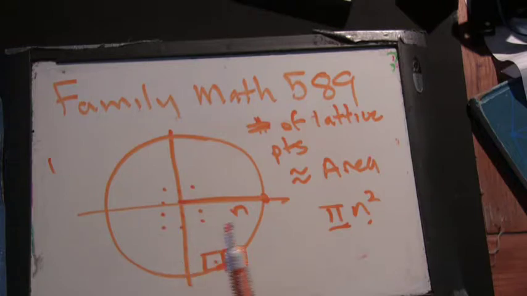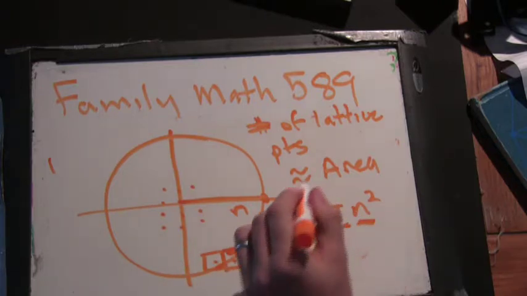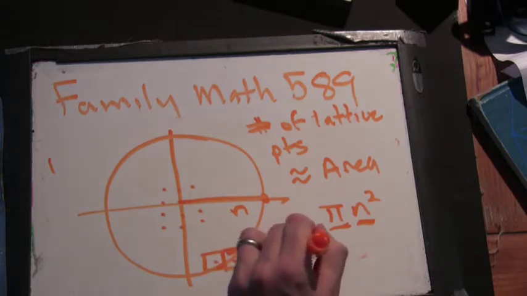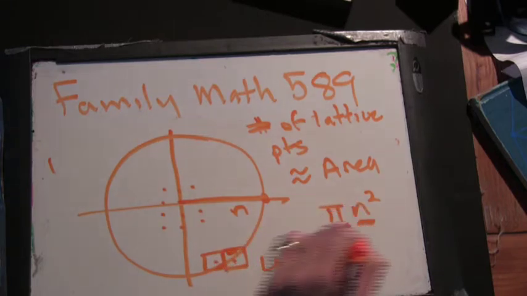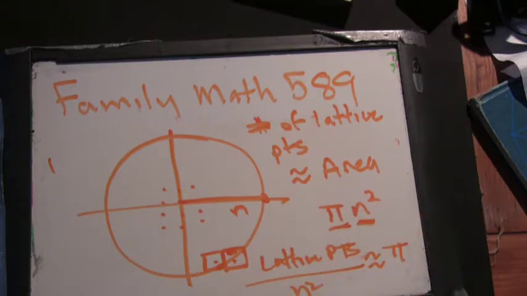And the number of lattice points divided by n squared is going to be a better and better approximation for pi. So that's actually kind of a cool way to approximate pi if you had a big circle.